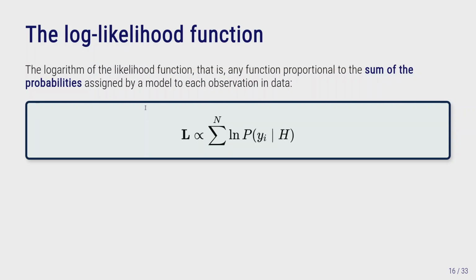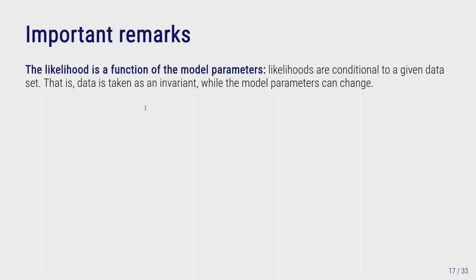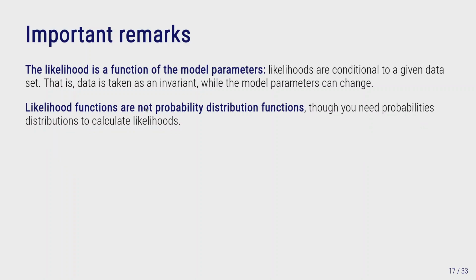So some very, very important things here. First, the likelihood is a function of the model parameters. If you change the values of the model parameters, you change the value of the function. But every likelihood function is conditioned to the data. The function talks about probabilities assigned to a given data set. So you fix the data and you change the parameters to see how this function behaves. So the data is invariant in this function, and the model and the parameters are the arguments of this function.